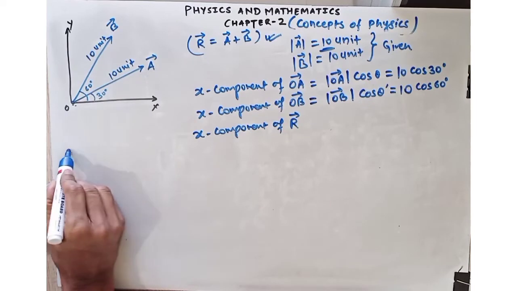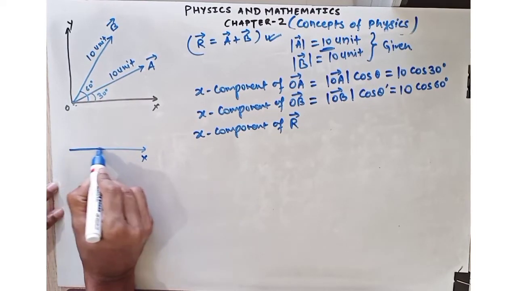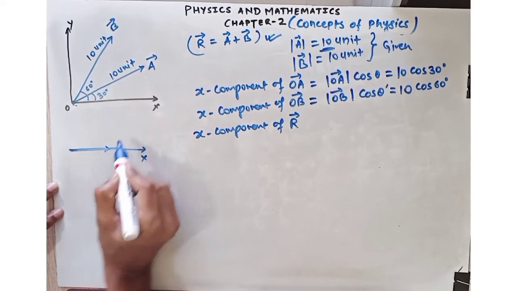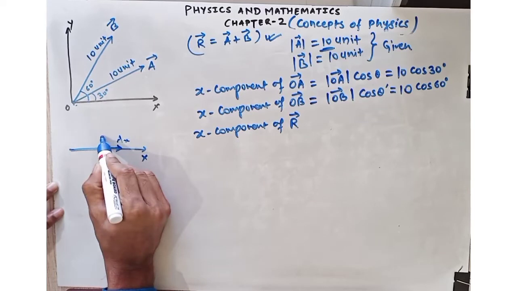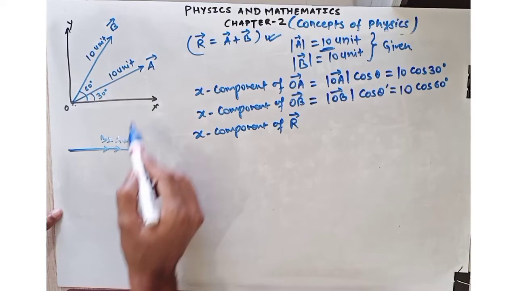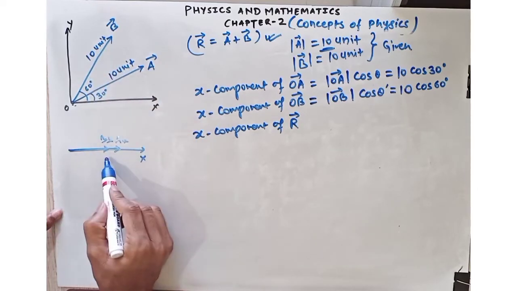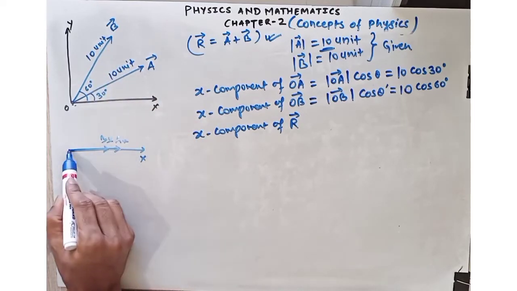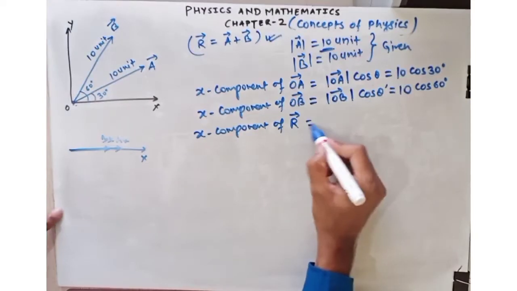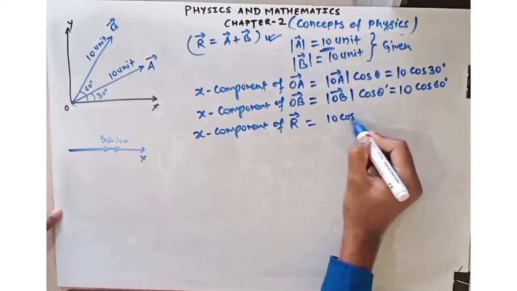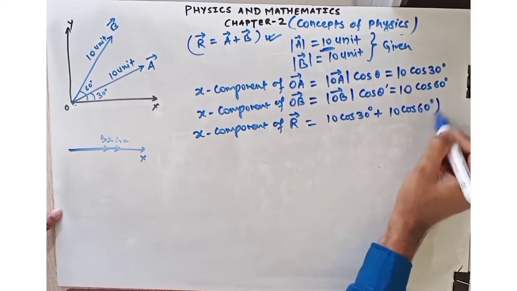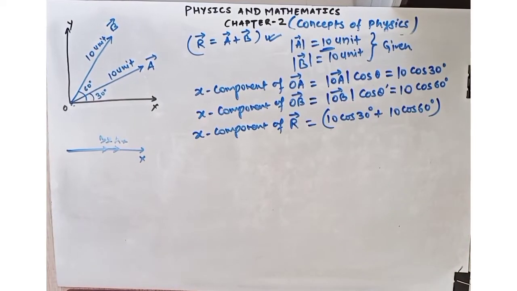Now the x component of R, R is our resultant vector. We have found the x component of vector A and also the x component of vector B. This is Ax and this is Bx. Ax is the x component of vector A and Bx is the x component of vector B along the x direction. Both components are in the x direction, so we can add them up. Let me add 10 cos 30 degrees plus 10 cos 60 degrees. So this is one part.